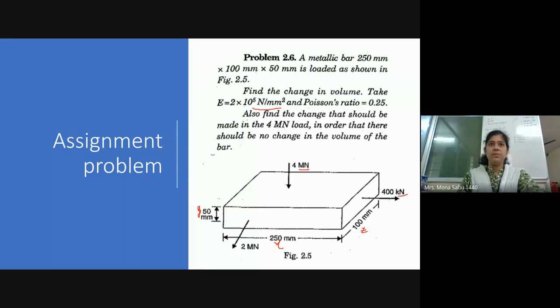All right, so with this, we complete today's class. I hope you have no doubts. What is Poisson's ratio? Lateral strain by longitudinal strain. What is longitudinal strain? What is lateral strain? How to calculate volumetric strain, change in volume?